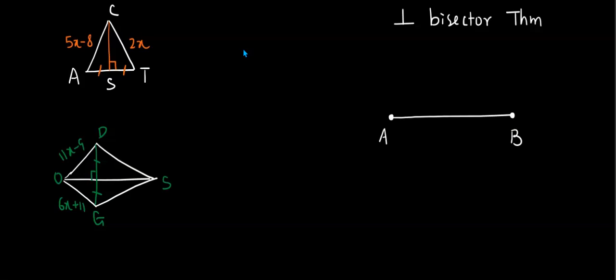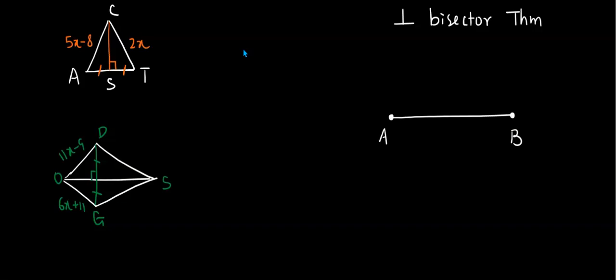Welcome back. In this lesson, we're going to use the perpendicular bisector theorem to solve these two problems. First, let's review what is called a perpendicular bisector. A perpendicular bisector can be a line segment, a ray, a line, or a plane. It has to be perpendicular to the line segment at its midpoint. Then it will be called a perpendicular bisector.